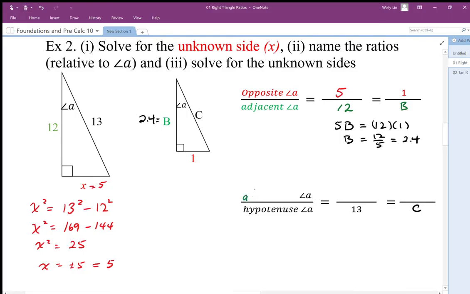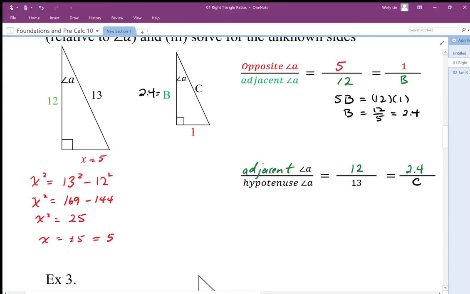So I'm going to compare it to the adjacent to angle A, which is side 12. 12 to the hypotenuse: adjacent to angle A to the hypotenuse, 12 to 13. And the same comparison is going to be made over here. I'm going to compare side B, adjacent to angle A, to the hypotenuse. So it's going to be 2.4 to side C. So I have the same comparison in both triangles.